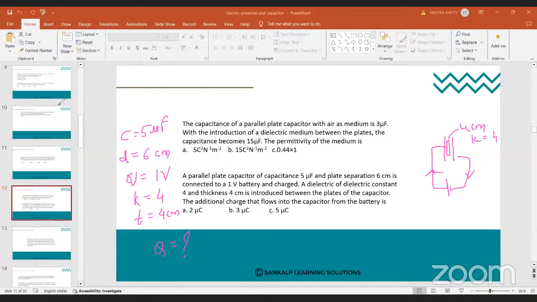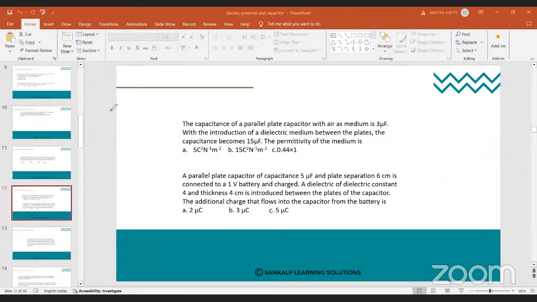So what we can do here is, Q is equal to C into V. This is the charge on the capacitor without dielectric medium. Okay, so this is the charge without dielectric medium.